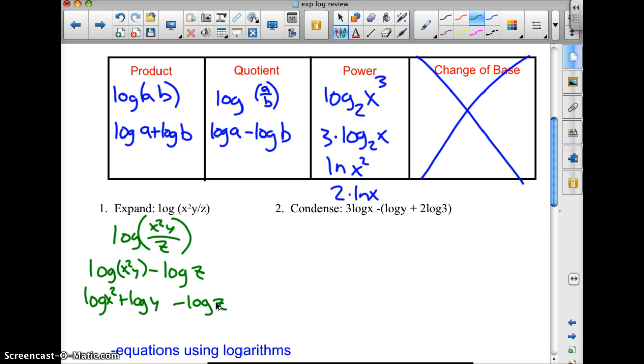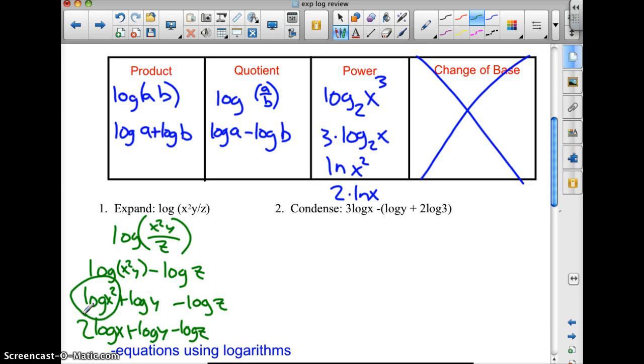Since the order of operations is okay here, I don't really need parentheses around these first 2 logs. And then the last thing I do is 2 log x plus log y minus log z. That last step, I apply the power rule. The first step, I use the quotient rule to make it subtraction. The second step, I use the product rule to make it addition. And the third and final step, I use the power rule to change this first term to 2 log x.